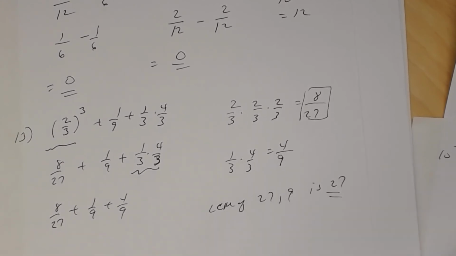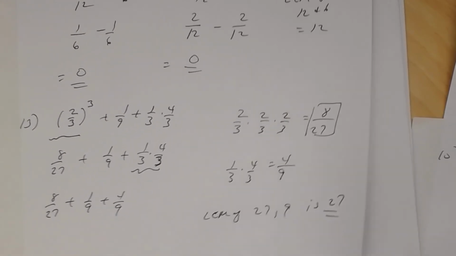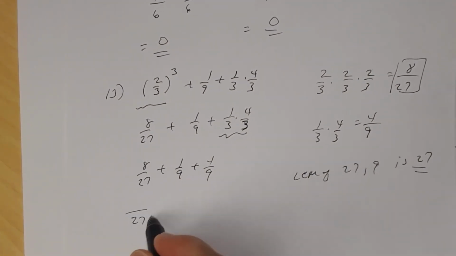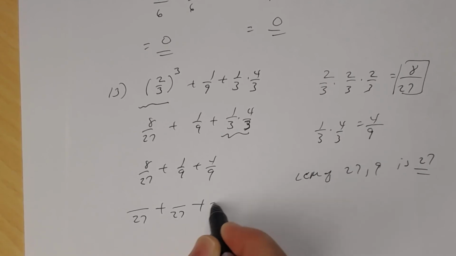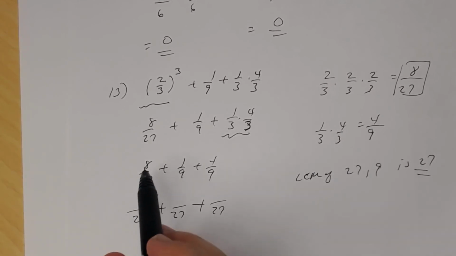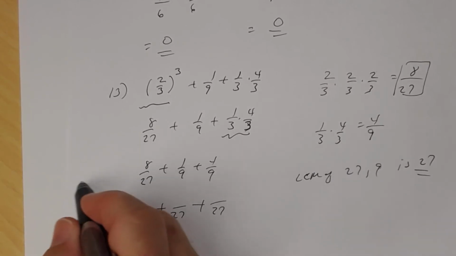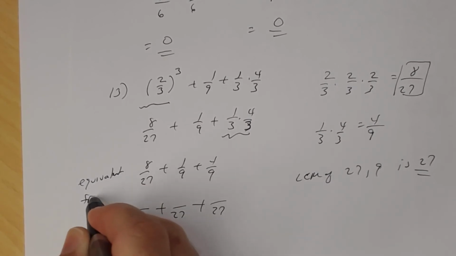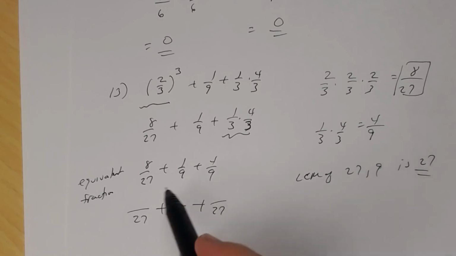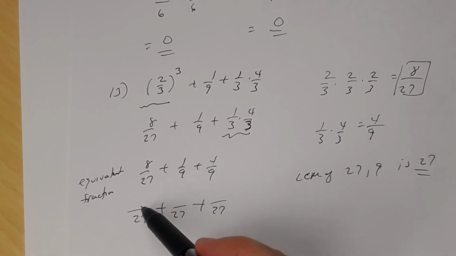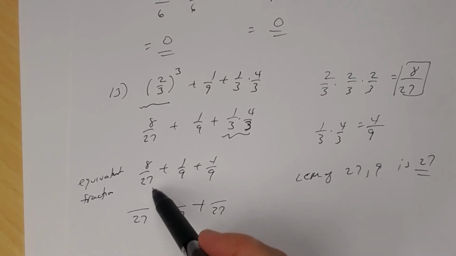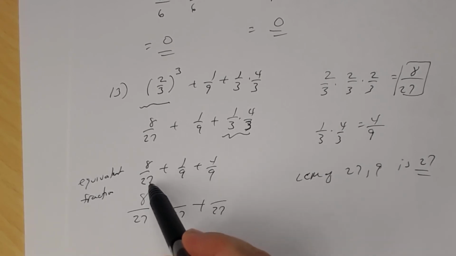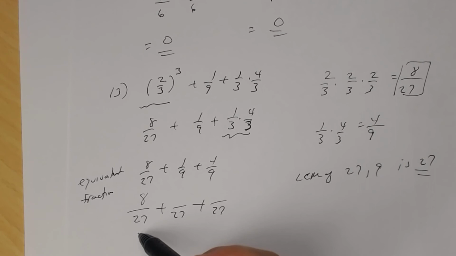So now I'm going to write three fractions with that denominator. So 27, 27, 27. And so I'm going to write equivalent fractions. Remember, use the word equivalent. Okay, well, 8 27ths is equivalent to what divided by 27? Well, since the denominators are the same, the numerators have to be the same. So 8 27ths is equivalent to itself.